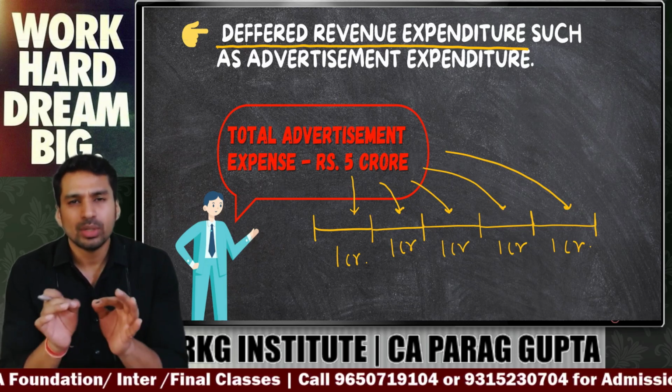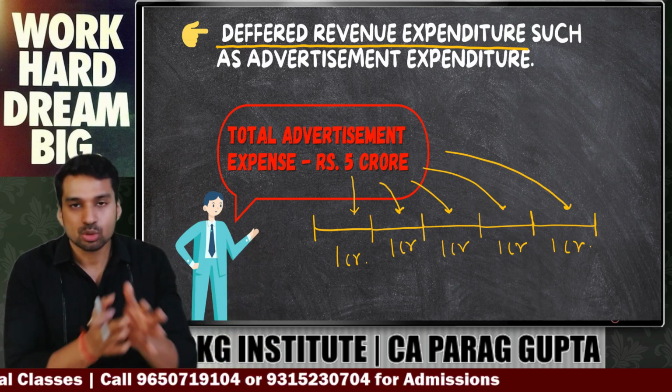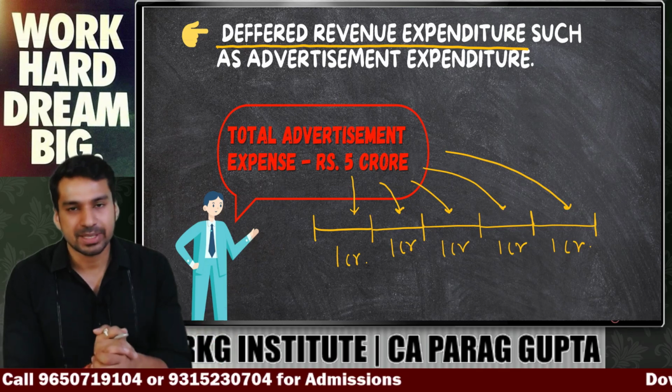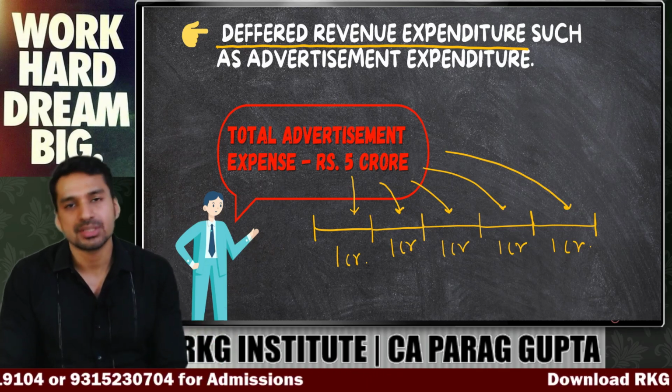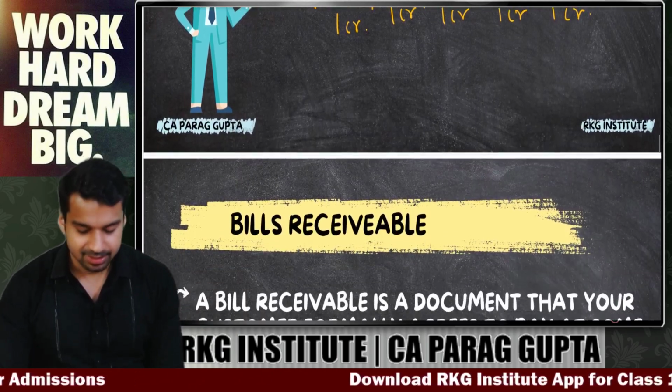I am showing it only 1 crore for this year, 1 crore next year, 1 crore next year, and so on. So I am deferring an expense. So this is the story of fictitious asset. So this is all about the assets.